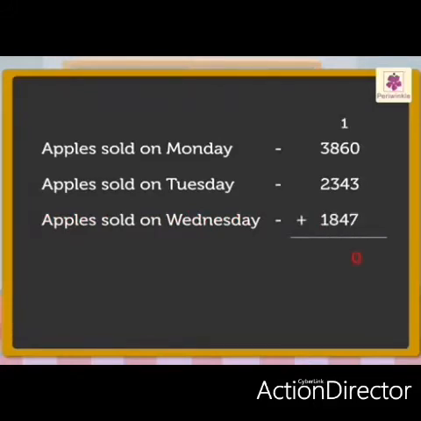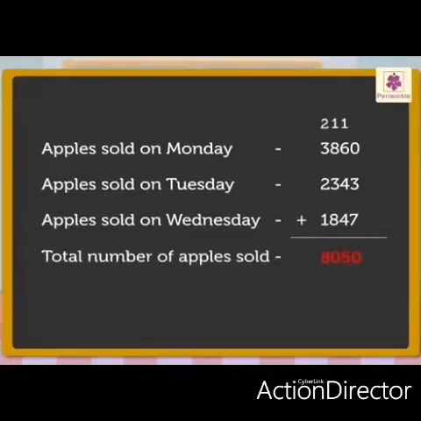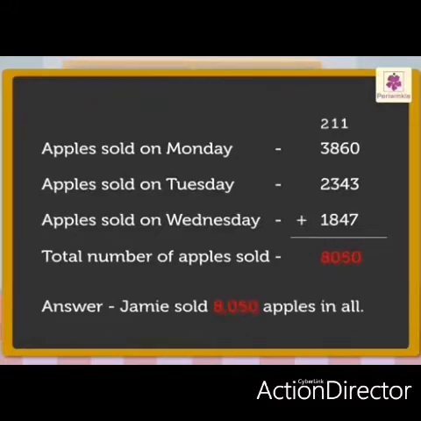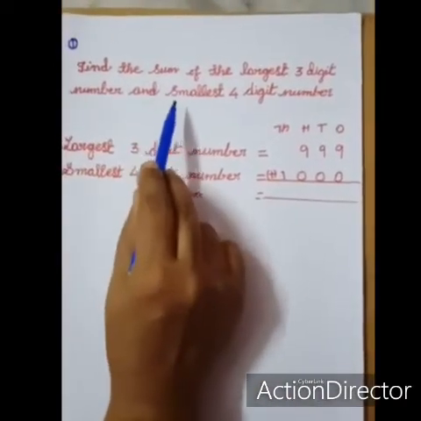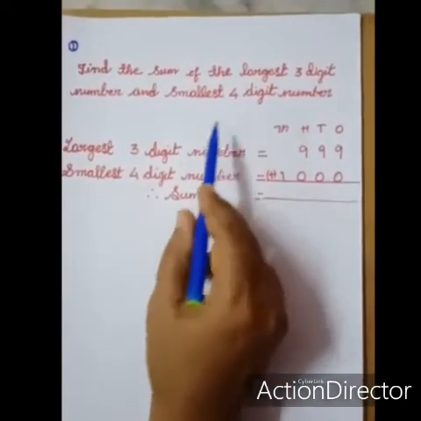Now let us add the numbers to get the answer. Thus, the total number of apples sold is 8,050. Jani sold 8,050 apples in all.